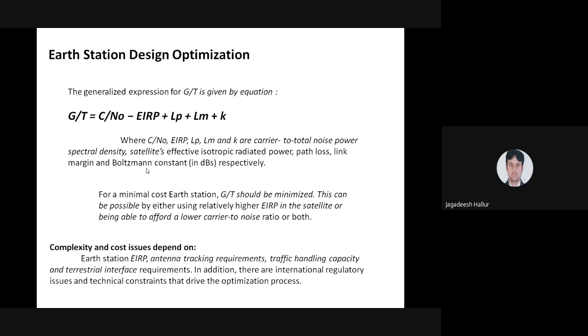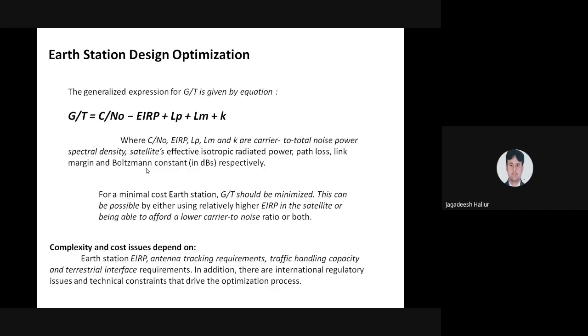Here C by N, EIRP, LP, LM and K are the carrier to total noise power spectral density, which you have to calculate, the satellite's effective isotropic radiated power, path loss, link margin, and Boltzmann constant. This explanation is written here.